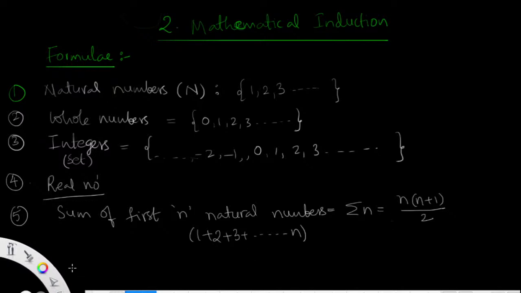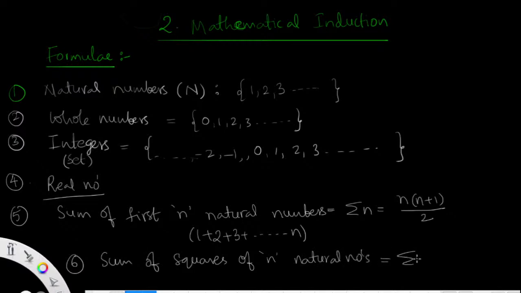Next one, sixth one, sum of squares of first n natural numbers. The sum of squares of n natural numbers is denoted by sigma n square, which is equal to n into n plus 1 into 2n plus 1 by 6. So that is the sum of the squares of the first n natural numbers.